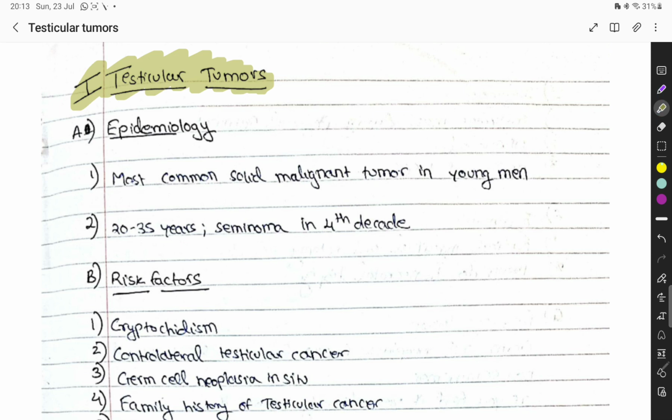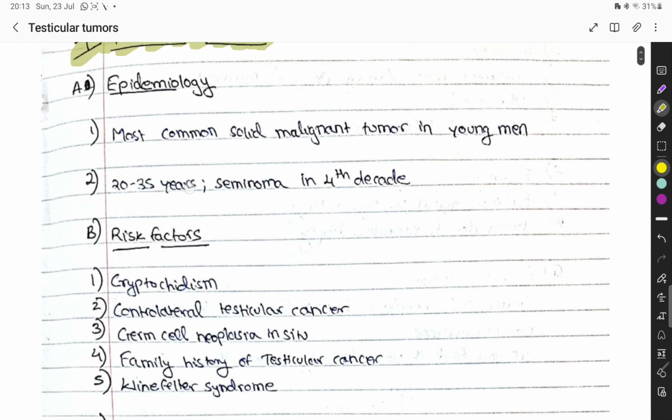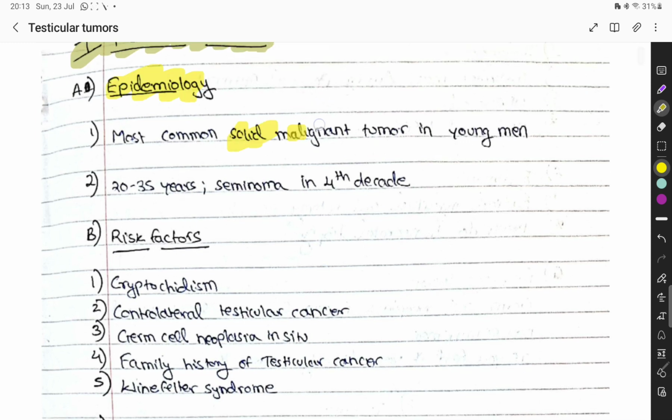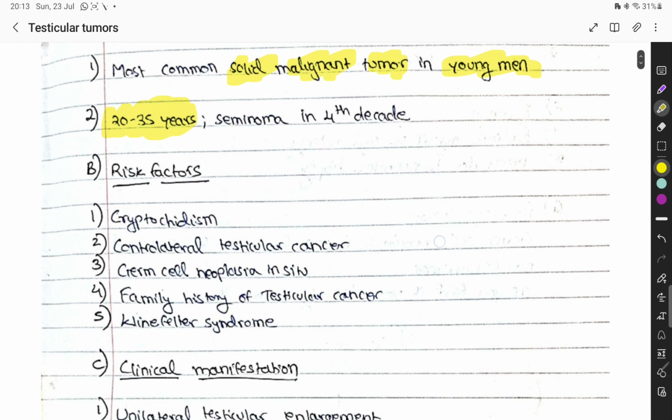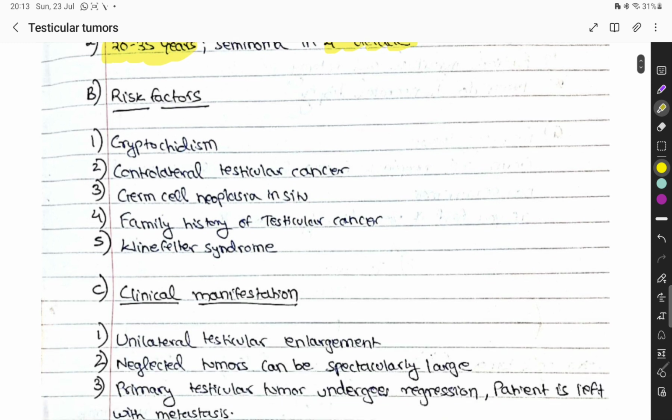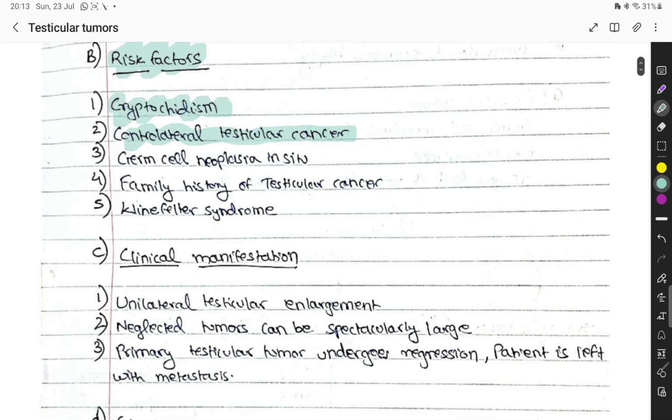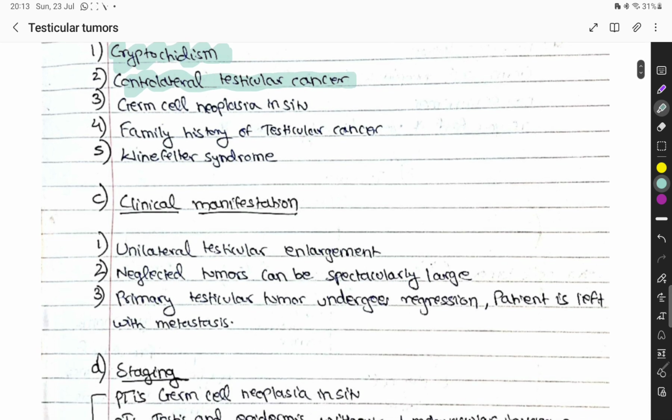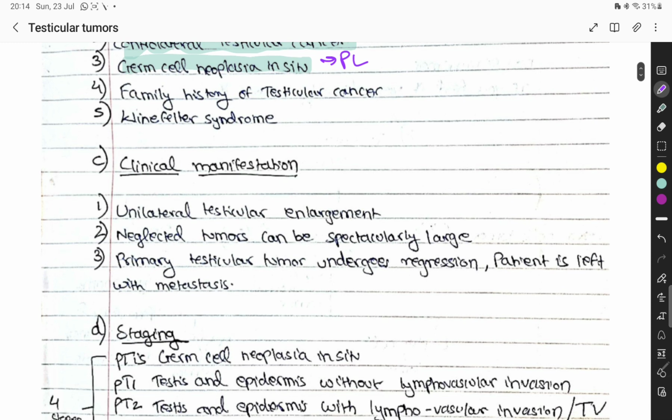So the epidemiology of testicular tumors is that most of them are solid malignant tumors in young men between ages of 20 to 35 years, seminoma in the fourth decade. Now the risk factors of getting the tumor is cryptorchidism, when there is a problem with the descent of the testis. Contralateral testicular cancer is when you have testicular cancer in one of them, so there is a greater risk of having it on the other. Germ cell neoplasia in situ is a precursor lesion. Family history of testicular cancer, and then very importantly, Klinefelter syndrome.